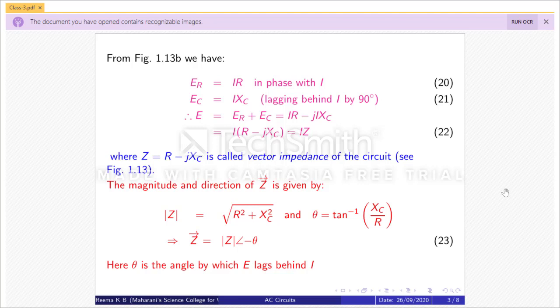The magnitude and direction of vector Z is given by Z is equal to square root of R square plus XC square, and theta is equal to tan inverse of XC by R, which implies vector Z is equal to magnitude of Z at angle theta. Here theta is the angle by which E lags behind the current I.